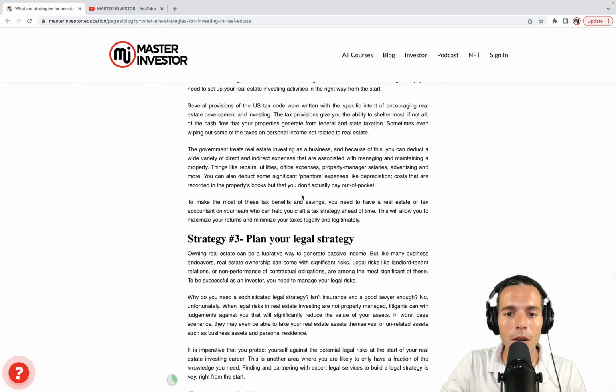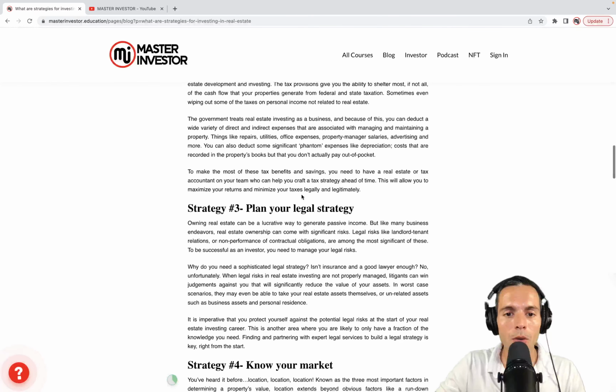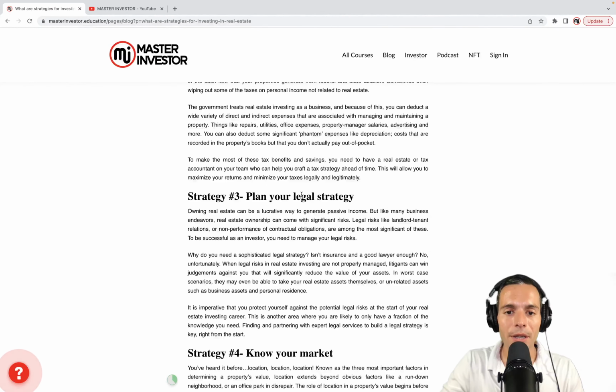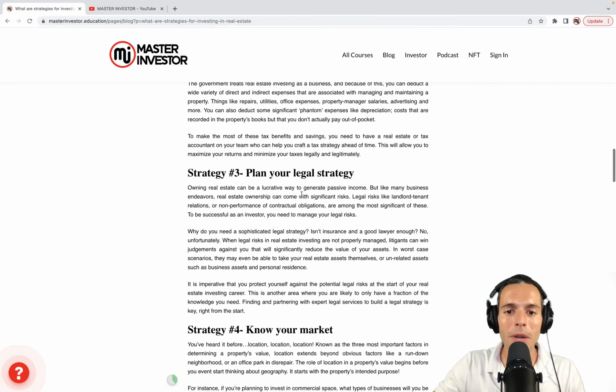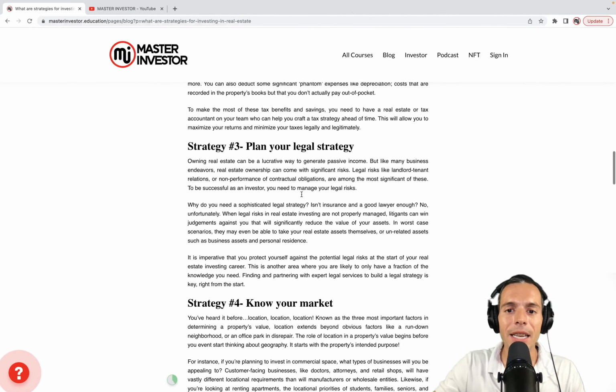You can also deduct some significant phantom expenses like depreciation costs that are recorded in the property's books but that you don't actually pay out of pocket. To make the most of these tax benefits and savings, you need to have a real estate or a tax accountant on your team who can help you craft a tax strategy ahead of time. This will allow you to maximize your returns and minimize your taxes legally and legitimately.